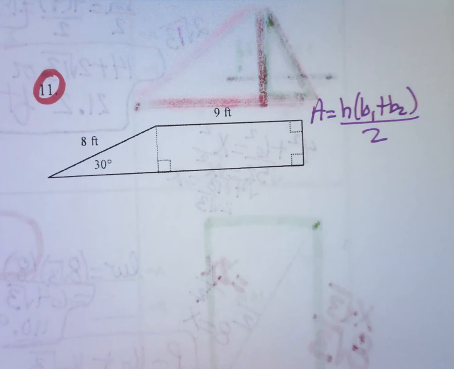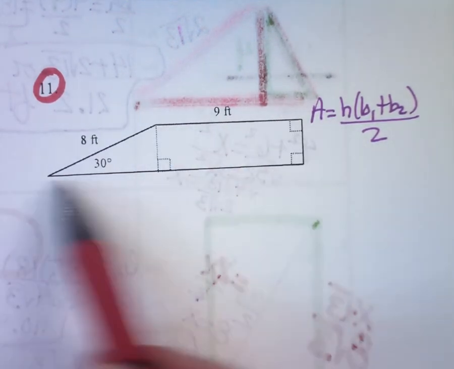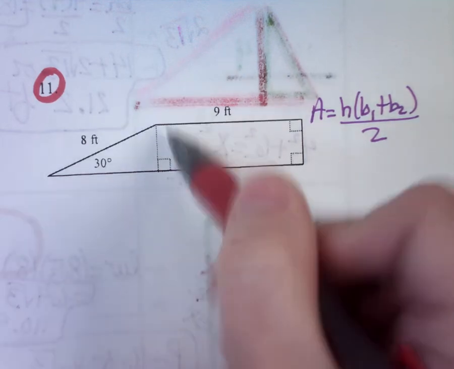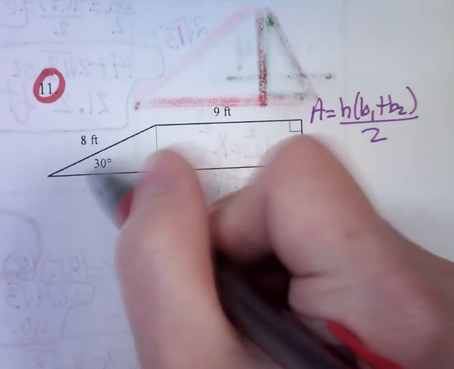Okay, we are missing a bunch of things. I know the top base is a 9. I do not know the whole bottom base, so I'm going to work on that. And I don't know the height. So I'm just going to find some stuff and then I'll start plugging in. What kind of triangle do we have?